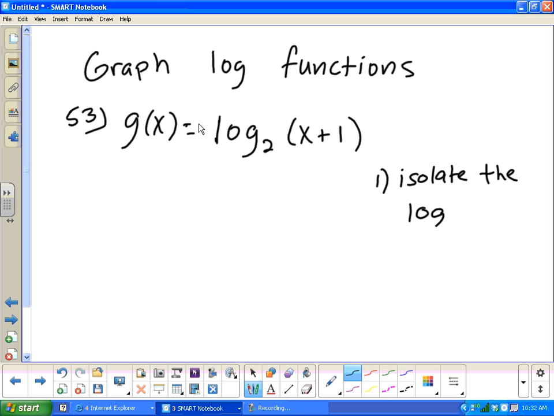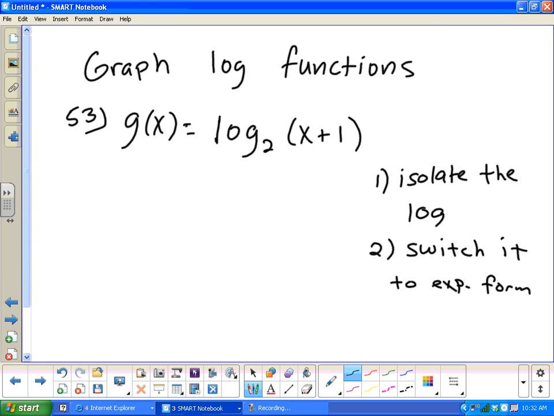To make this a little bit easier, my next step: instead of calling this g of x, what can I call it? Just call it y. You can even write it down as y. So it's already isolated. Now, here comes the crucial step. You're going to switch it to exponential form.